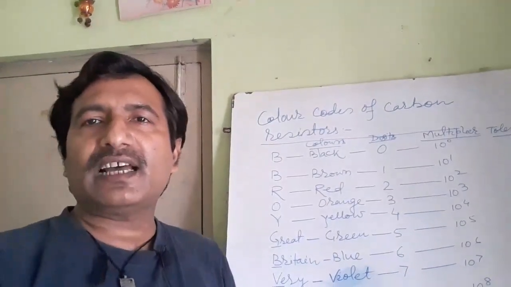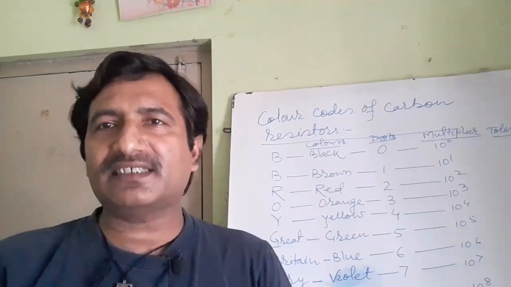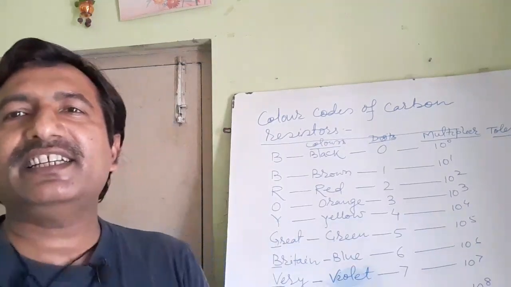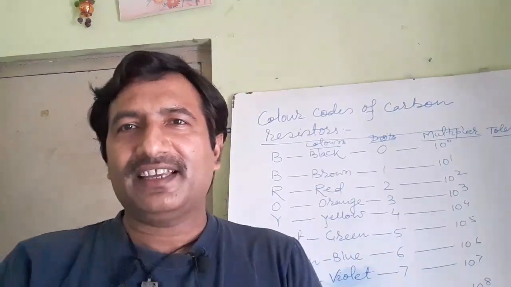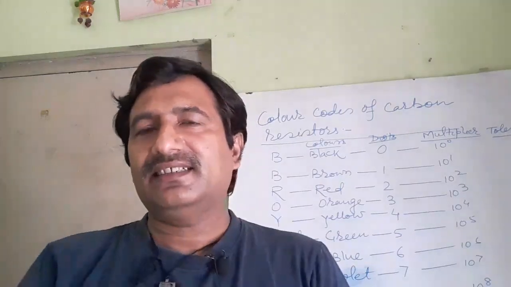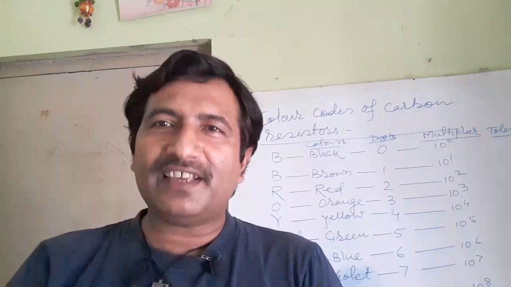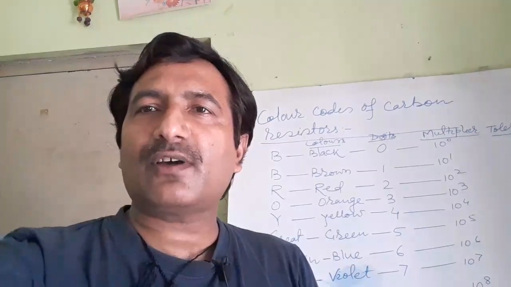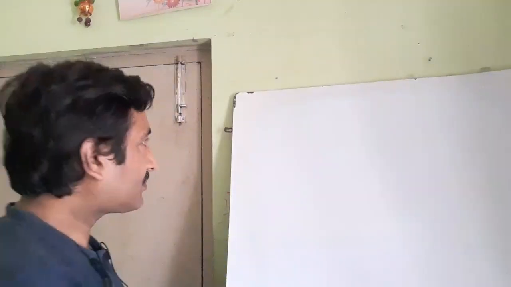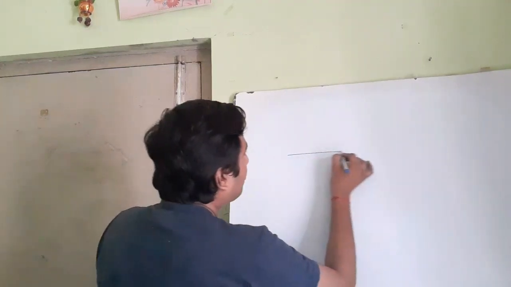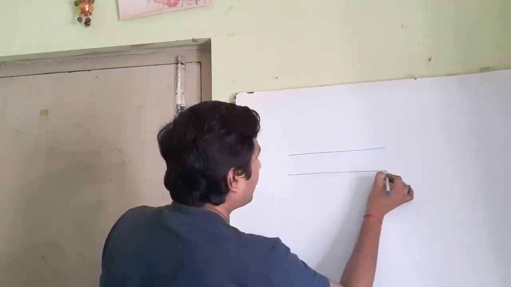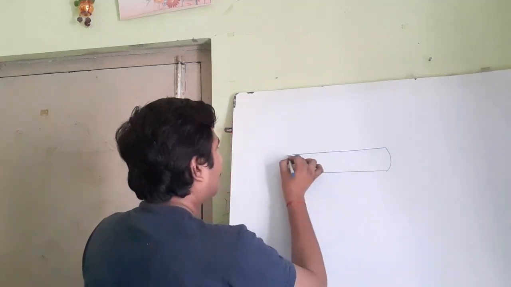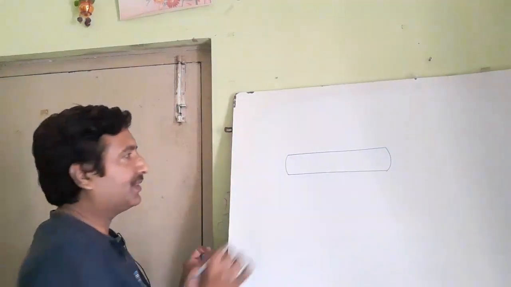Got it? On the basis of this color code, we can find the value of the resistance offered by the carbon resistor, which is not printed in numerical way. Okay, so now I will discuss the process by which you will find the value of the resistance of the carbon resistor. Suppose this is a carbon resistor.